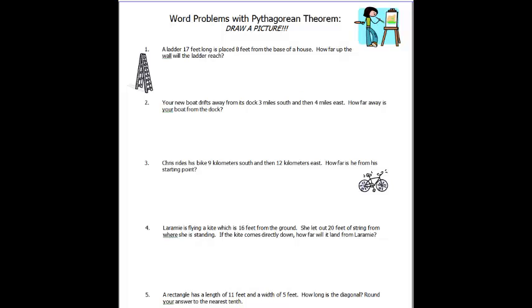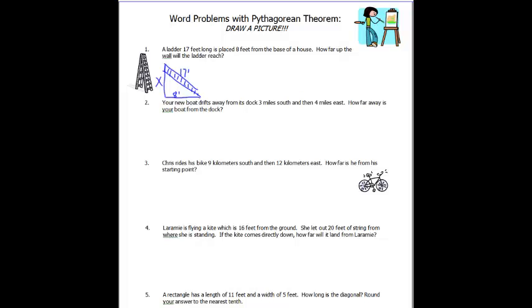A ladder 17 feet long is placed 8 feet from the base of the house. Now you need to think about what's going on. The ladder is what's leaning against the house. And here's your house. And it says the ladder's 17 feet long. It's 8 feet from the base of the house. And we want to know how far up the wall the ladder will reach. So it's very important to draw the figure accurately in terms of placing your distances in the right section.